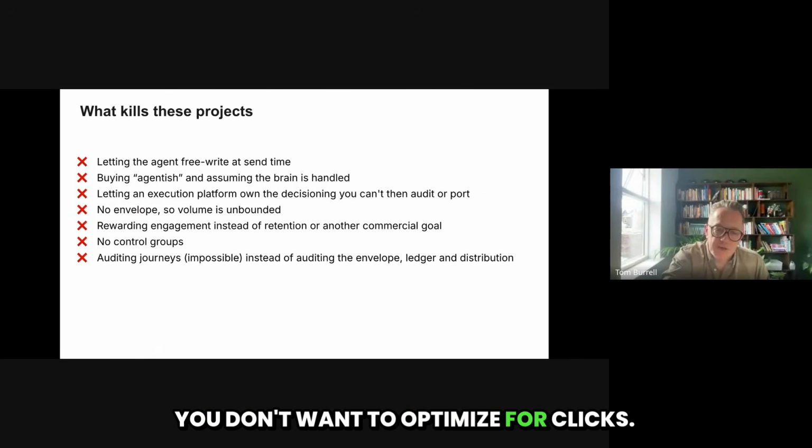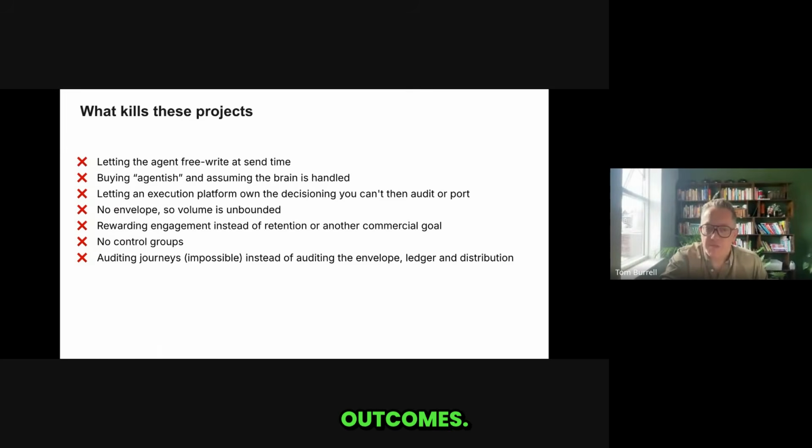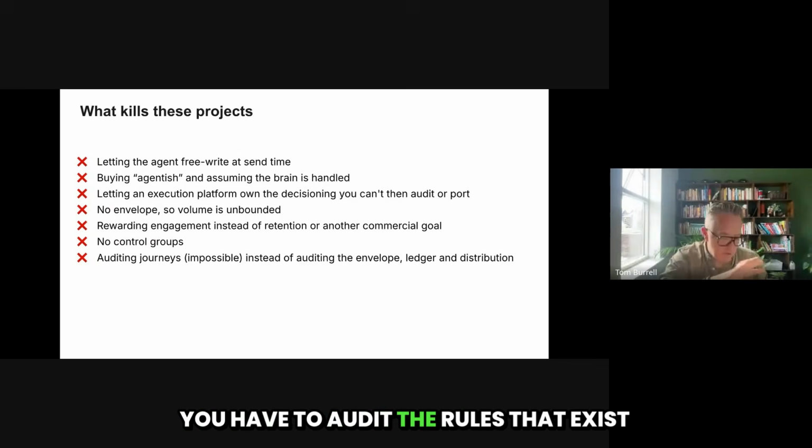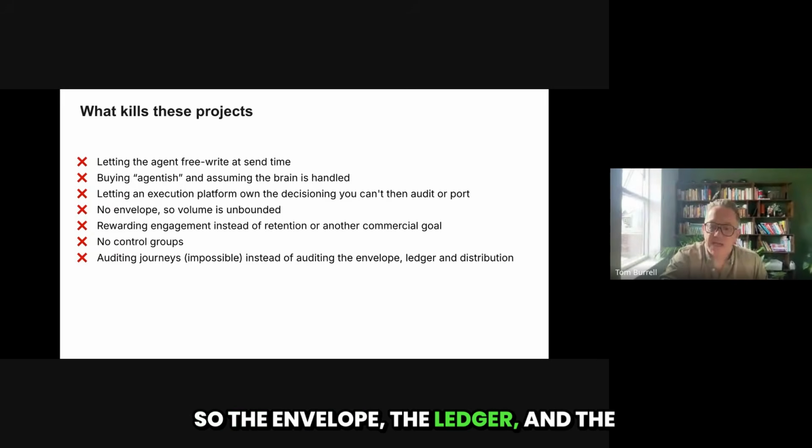You don't want to optimize for clicks, you want to optimize for commercial outcomes. Not having a control group, so you can't measure the impact of it. And then thinking that you can audit the journey, because you can't. You have to audit the rules that exist around the journey, so the envelope, the ledger, and the distribution.